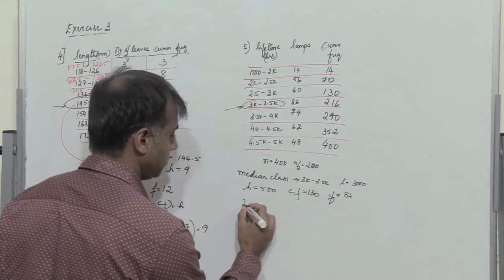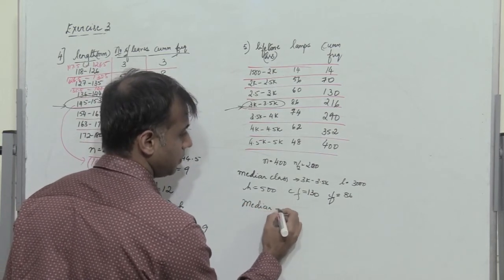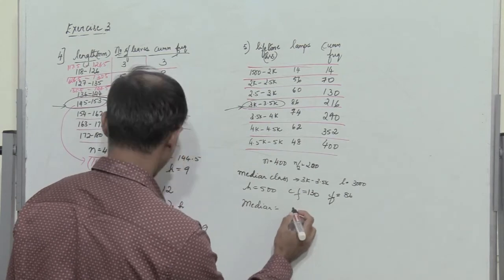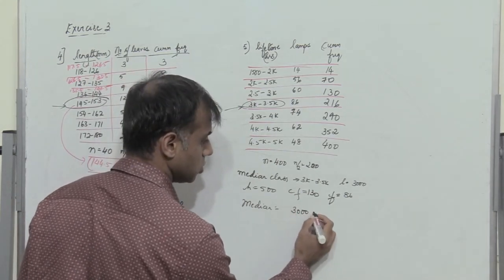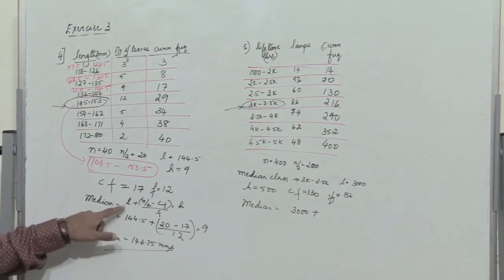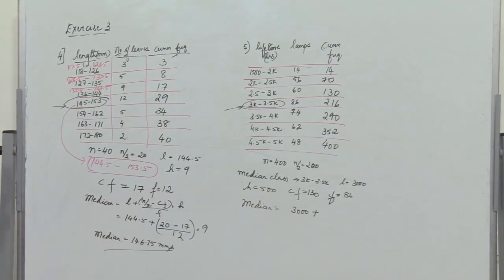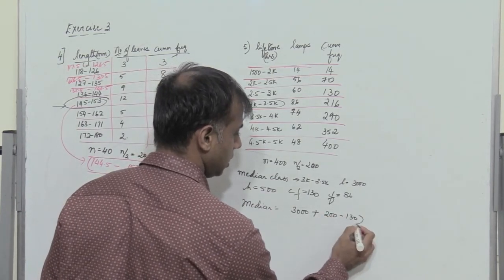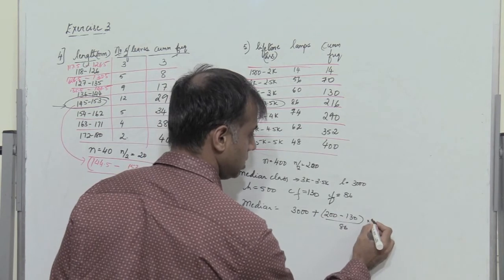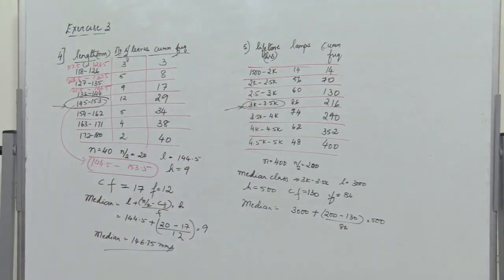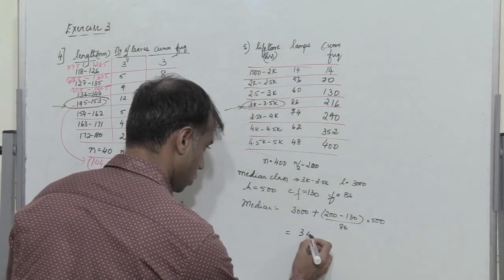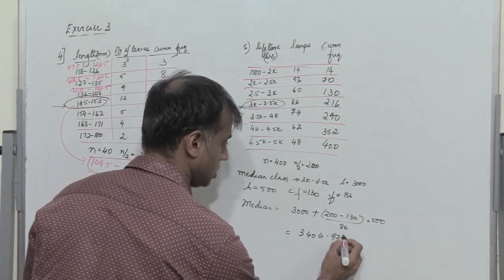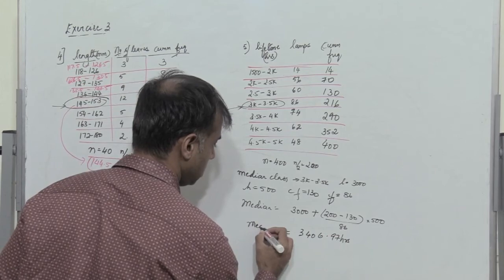So we find the median value. So the median value is L, which is 3000, plus n by 2, which is 200, minus CF, 130, divided by F, 86, into 500. Right? So we substitute all the values there, and finally we get the answer as 3406.97 hours. So this is the median value.